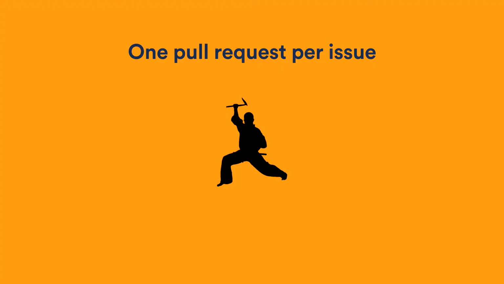Another little tip to deal with this and to make it even less painless is have one pull request per issue. So often the status gets very fuzzy when you start to have too many pull requests for an issue. So just try to keep it simple. Start with one pull request per issue.